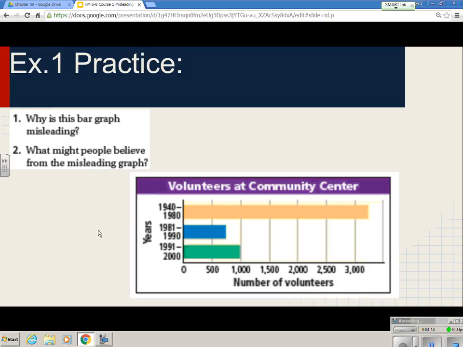So why is this misleading? Well, the community center had a lot more volunteers. Actually, between 91 and 2000, they had 1,000 people in 10 years, whereas over 40 years, they had, it looks like, 3,250, something like that. So it's trying to trick you into thinking that there were a lot more volunteers in the past than there are now. That gap they're looking at is a lot different. All right, if you got that right, feel good about yourself.